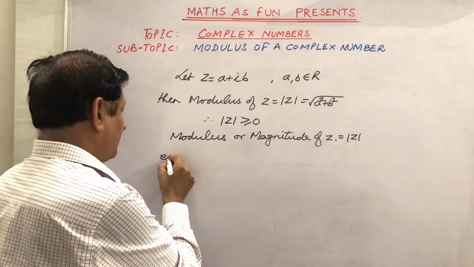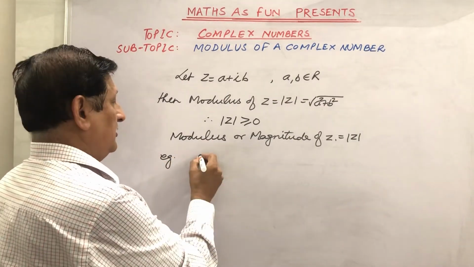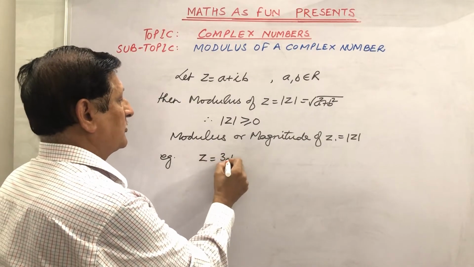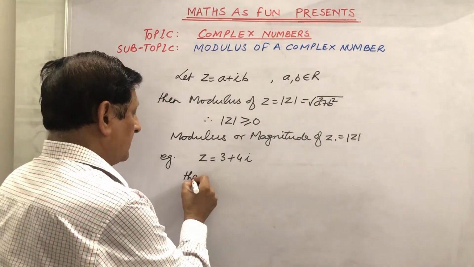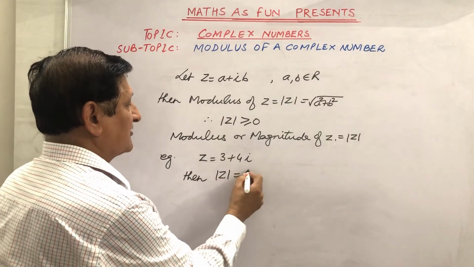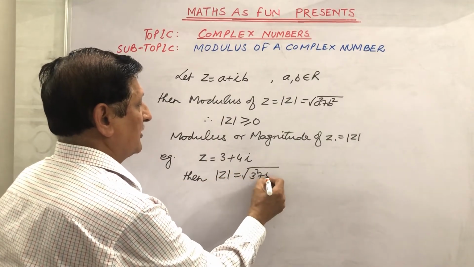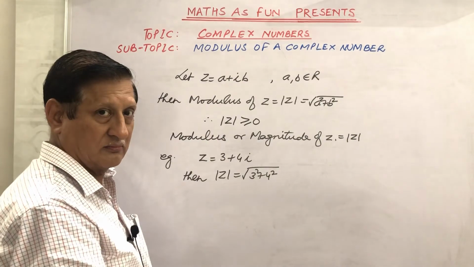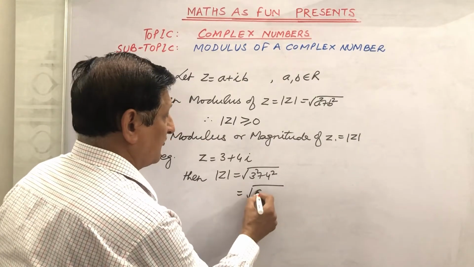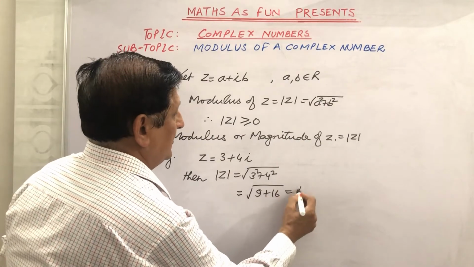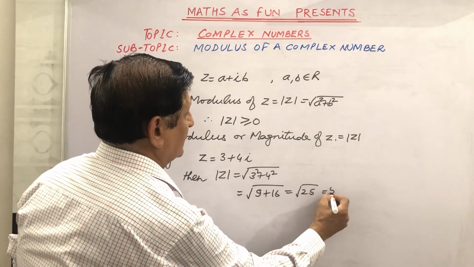Let's take some example on it. Suppose you are having z is equal to 3 plus 4 iota, then modulus z is equal to root of 3 square plus 4 square. That is equal to root of 9 plus 16, root of 25, and that is 5.